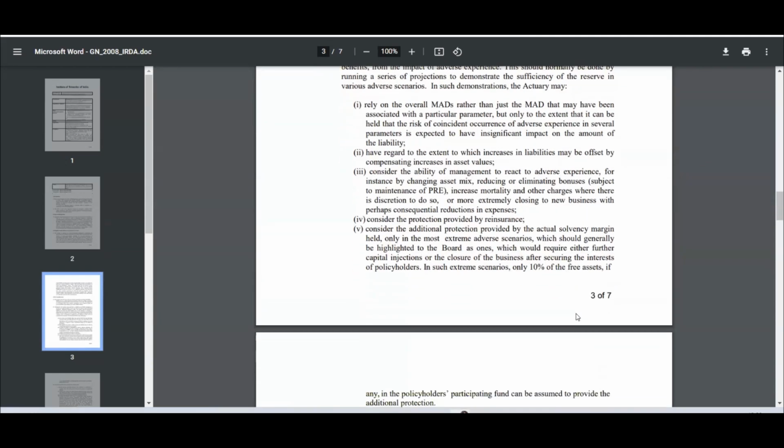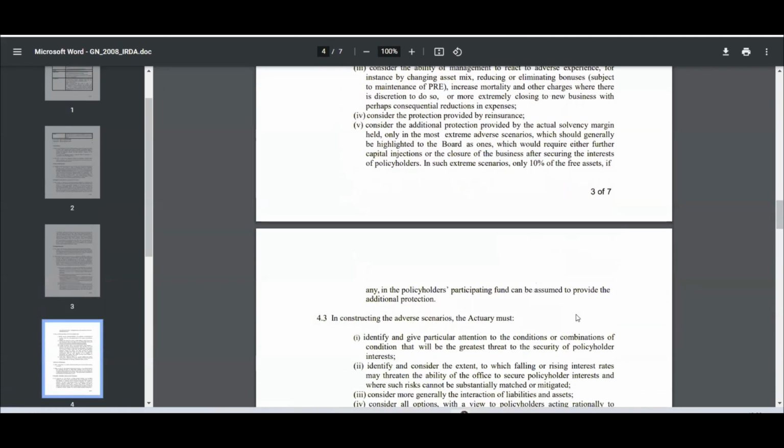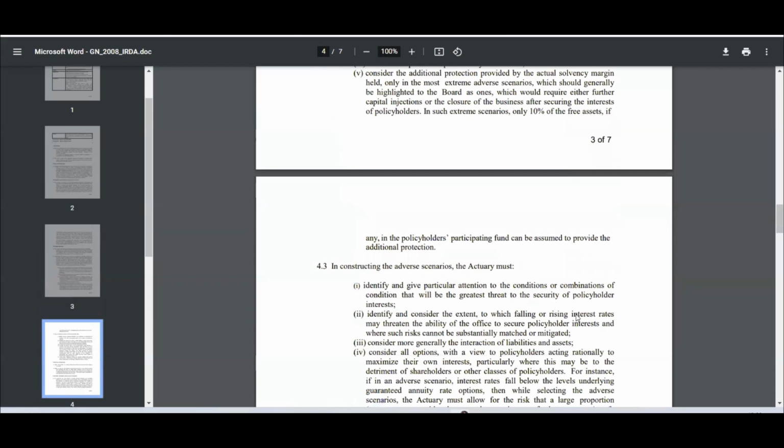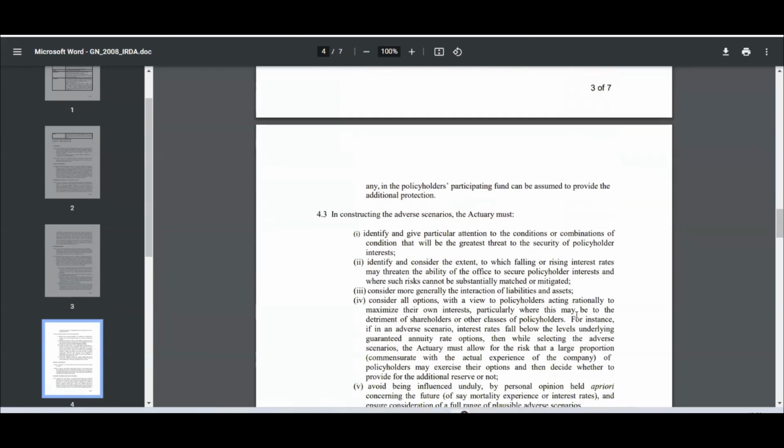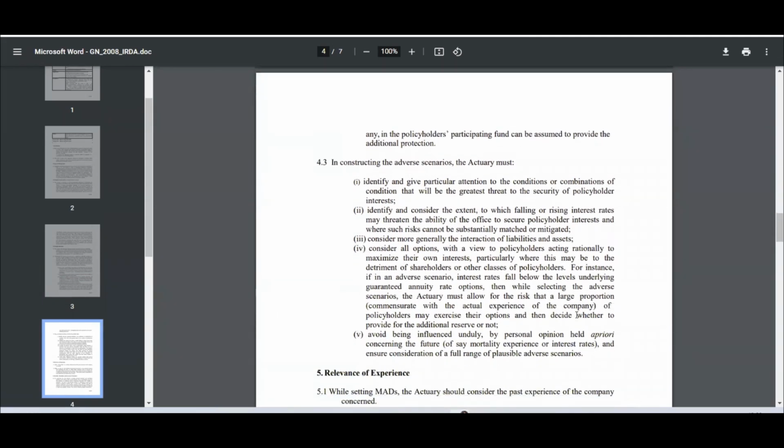Okay, now moving on. The next would be construction of scenarios, right? Now we have seen what is the consideration for MADs, but now we are moving on to the construction of scenarios. The construction of scenarios is that you must consider the conditions or the combination of conditions that would result in threatening the policy's ability to secure the interest of the policyholder. The actuary should also consider how the increase or decrease in the asset would threaten the policyholders' interest.